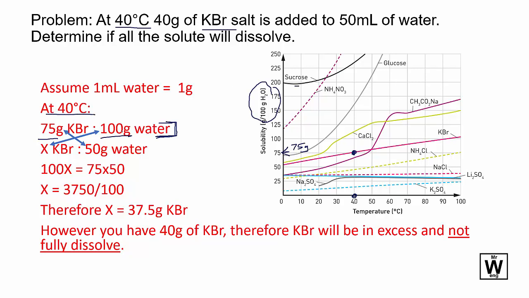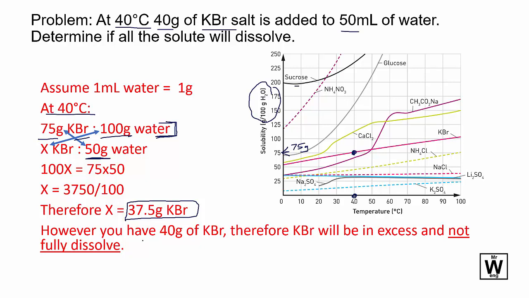You could go either way now, with the 50 mils of water as a new ratio, or the 40 grams as a new ratio. I've gone for 50 grams of water as a new ratio, and so cross multiply, and x equals 37.5. So for 50 grams of water, the most potassium bromide you could hold is 37.5 grams.